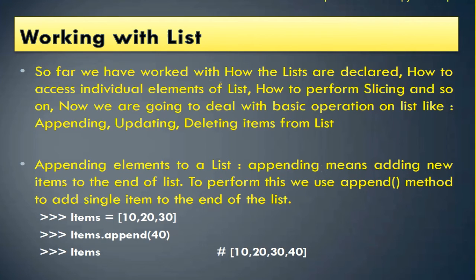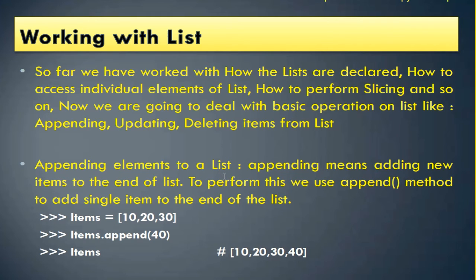So far we have worked with how lists are declared, how to access individual elements of a list, how to perform slicing, and so on. Now we are going to deal with basic operations on lists like appending, updating, and deleting items from a list. Appending elements to a list. Appending means adding new items to the end of the list.